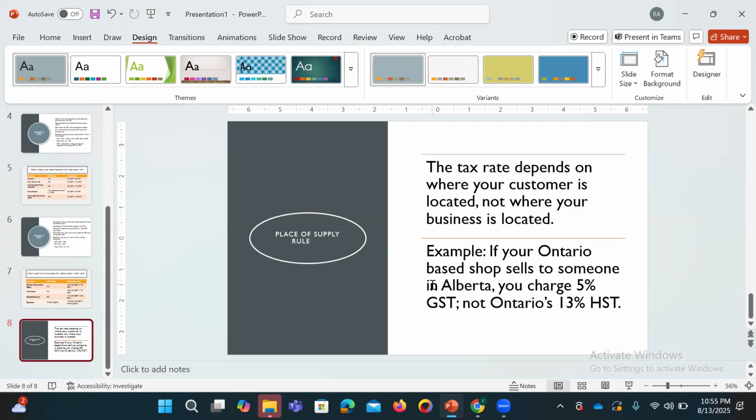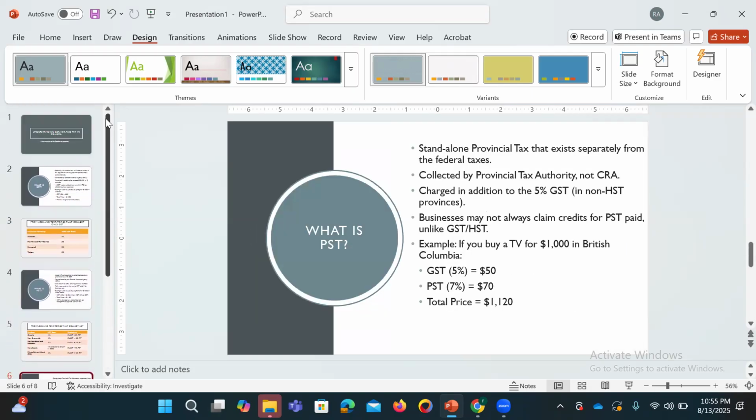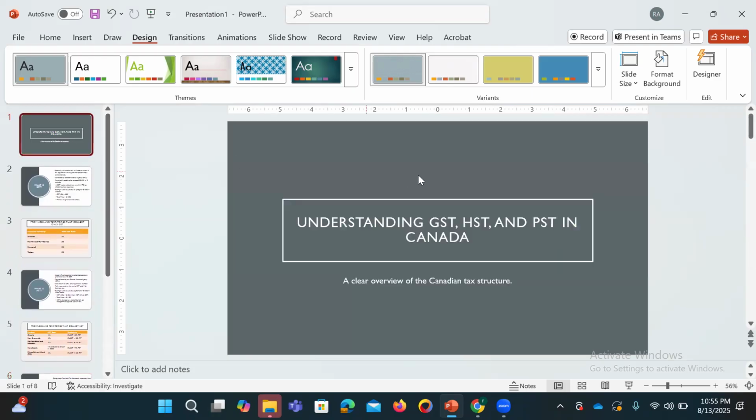I hope this is all clear for you today. This was all about the GST, HST, PST, and the place of supply.